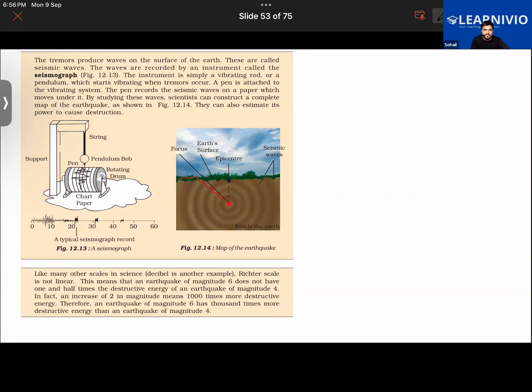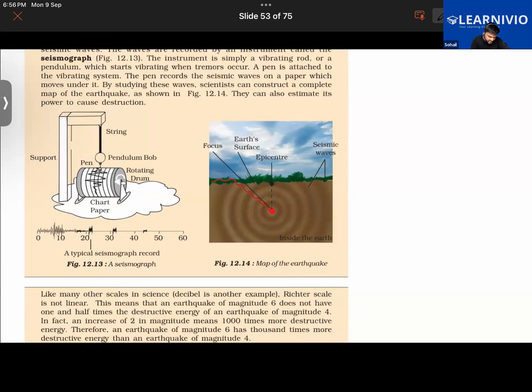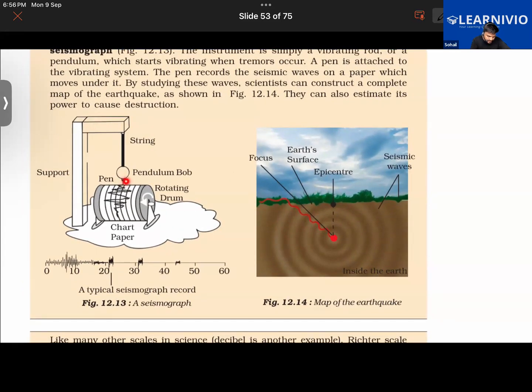And this metal rod here, there's this pendulum bob here. If you guys can see, there's a pin attached just below it. Can you guys note down this thing? See, there's a pin right below the pendulum bob. And this pendulum bob is hanging with this string. So it contains this metal rod or this pendulum bob, which will be vibrating whenever an earthquake occurs. This pendulum bob starts to vibrate, and there's a pin that is attached just below it.